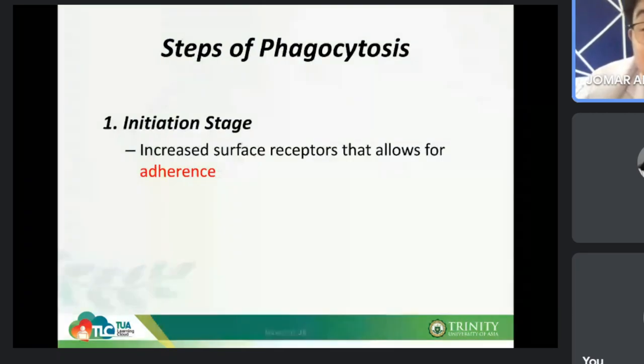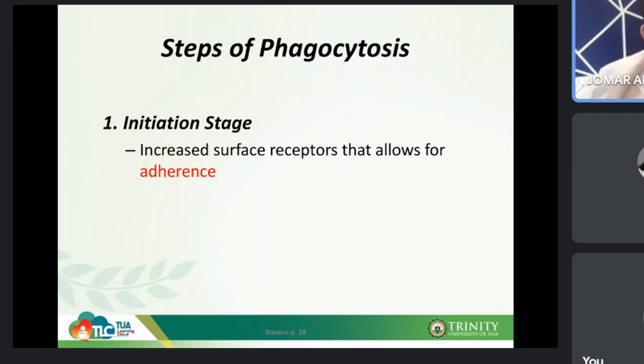Adherence of what, sir? Adherence of your phagocyte. Your phagocyte needs to adhere to the site of infection so that phagocytosis can start. What specifically are these receptors that increase? They can either be adhesion molecules like P-selectins, which can help in the adherence of your WBC, or other substances and proteins such as your acute phase reactants. Your acute phase reactants increase at the very moment you have an infection. Why? Because they also enhance phagocytosis, which is what we call opsonins, opsonization. We'll discuss opsonization later. So, the first thing that happens is adherence.